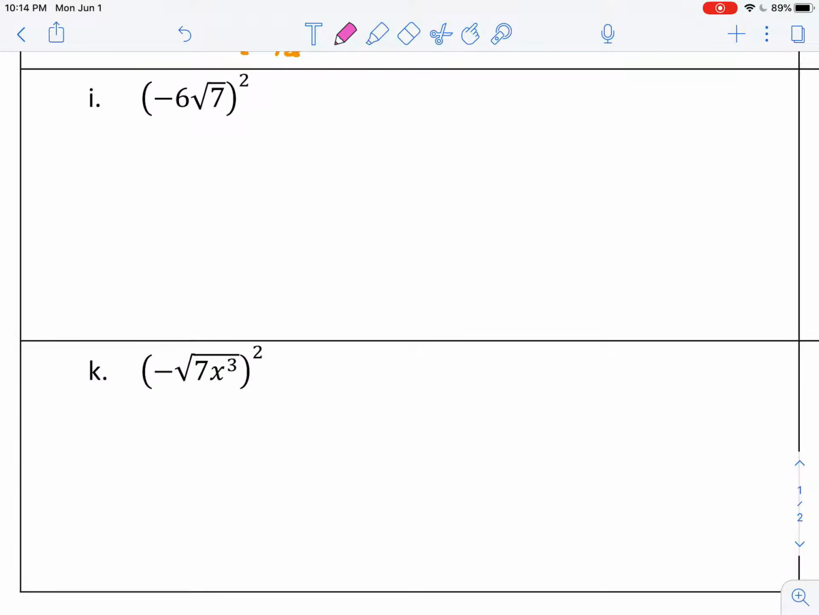Probably should have grouped example I into the previous video, but whatever. It's really similar to what we just did. I'm going to do the longhand way first, where I'm going to write it as a multiplication problem.